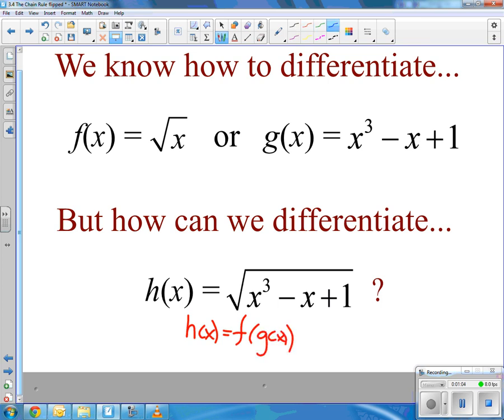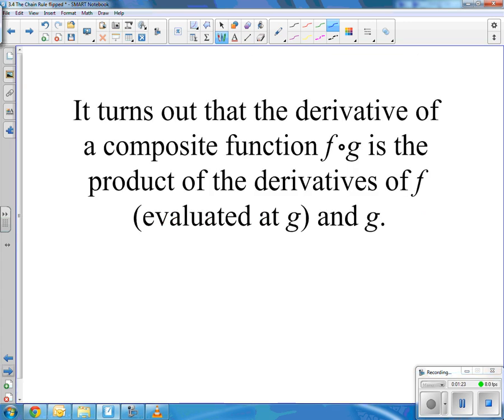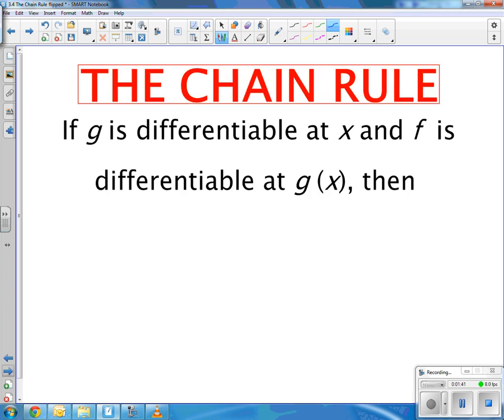So how do we differentiate the composition of two functions? We know how to differentiate when we have a product of two functions. We have the product rule for that. And we know how to differentiate when we have the quotient of two functions, because we have the quotient rule. But now we need to figure out what we do with compositions. The nice part is that it's going to turn out the derivative of a composite function f of g is actually the product of the derivatives of the function f, which will be evaluated at g, and the function g. So let's take a look and see what this actually means. This is where we get our chain rule.